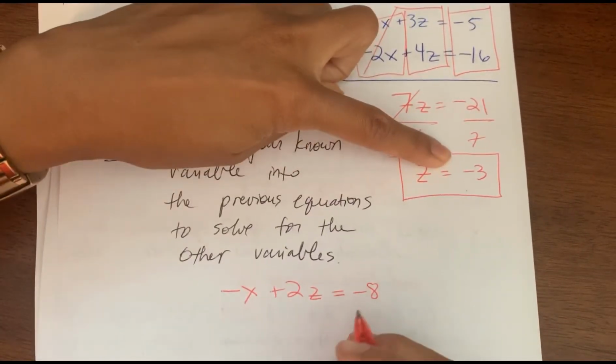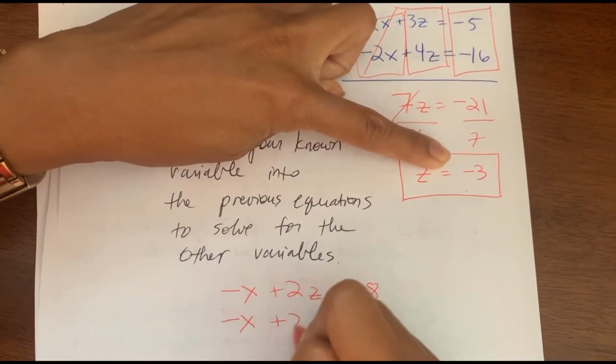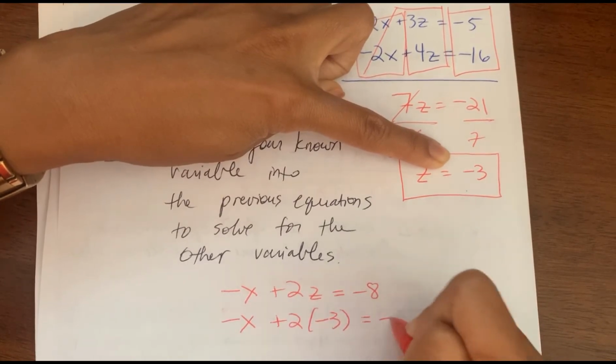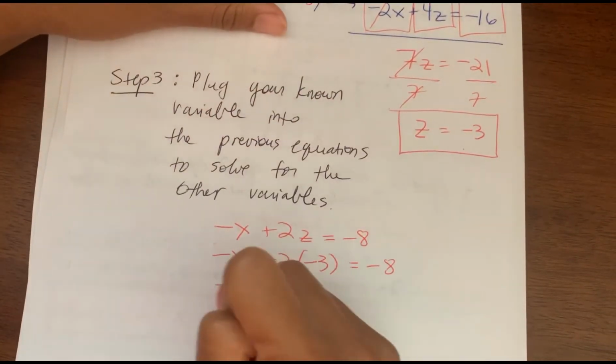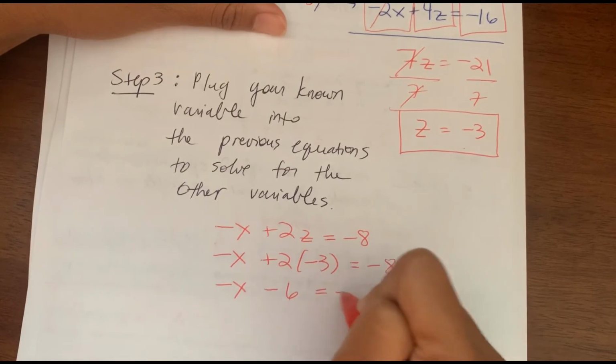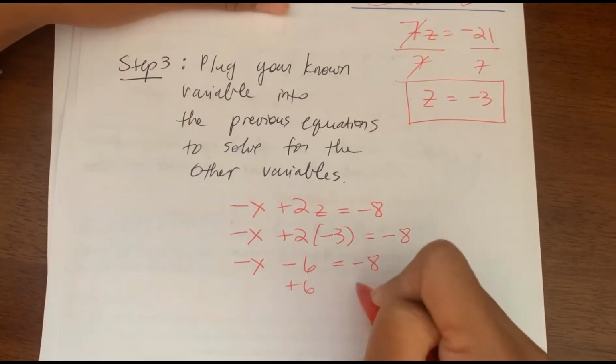I know z is negative 3, so I'm going to say negative x plus 2 times negative 3 is equal to negative 8. So I end up getting negative x minus 6 is equal to negative 8. Add 6 to both sides.